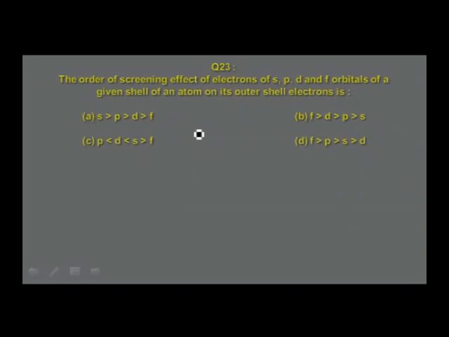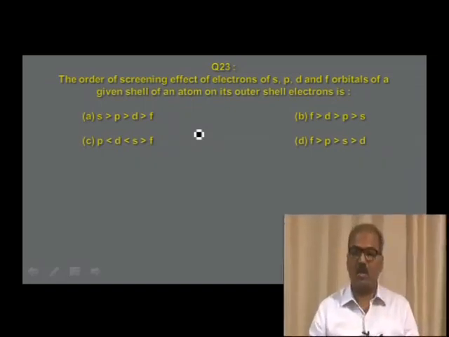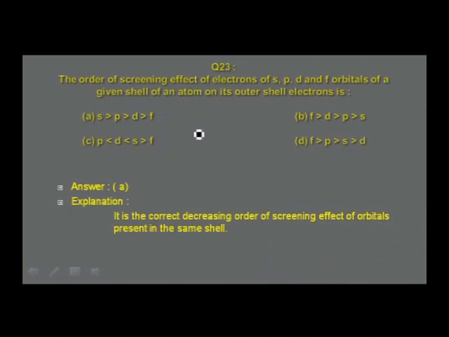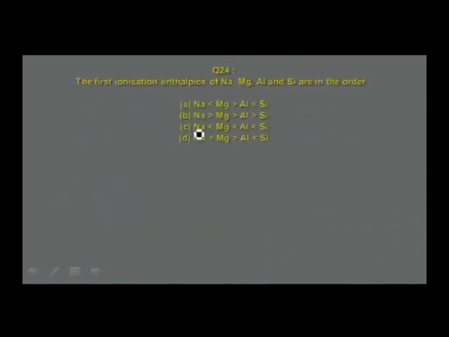The order of screening effect of electrons of s, p, d and f orbitals of a given shell of an atom on its outer shell electron is in the order: option A, s greater than p greater than d greater than f. Option B, f greater than d greater than p greater than s. Option C, p less than d less than s greater than f. Option D, f greater than p greater than s greater than d. And the answer for the given question is in option A, that is s greater than p greater than d greater than f. We shall now move to the next question.